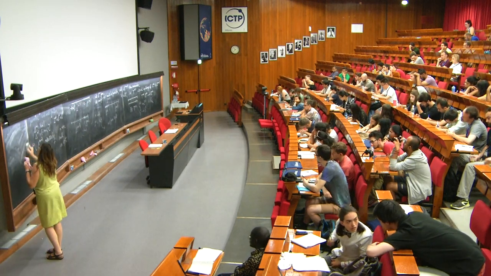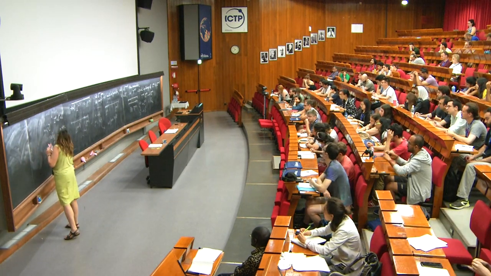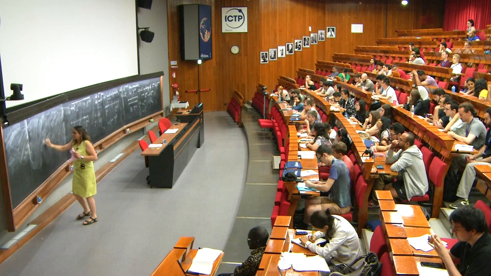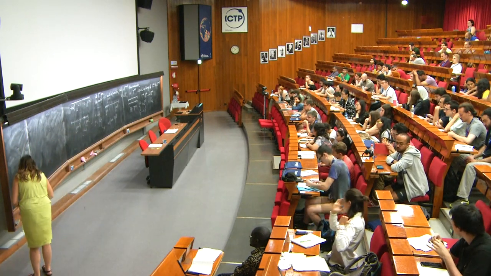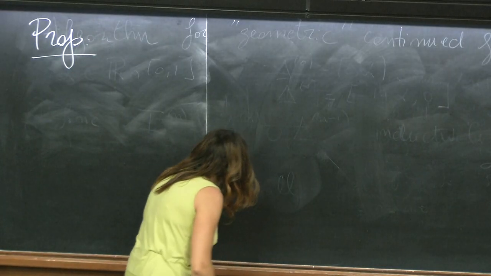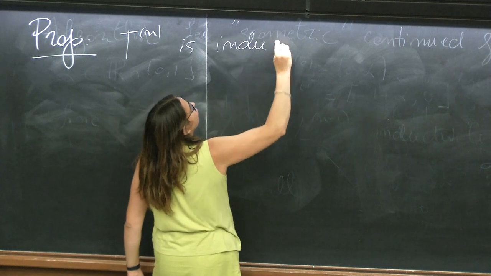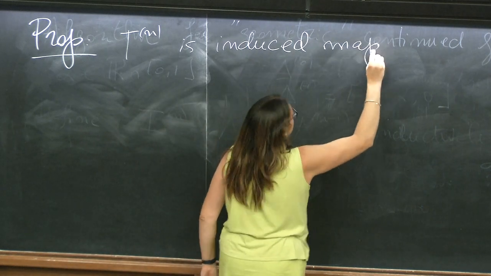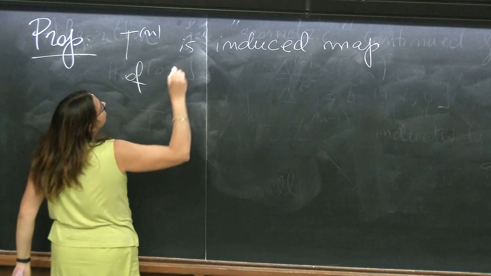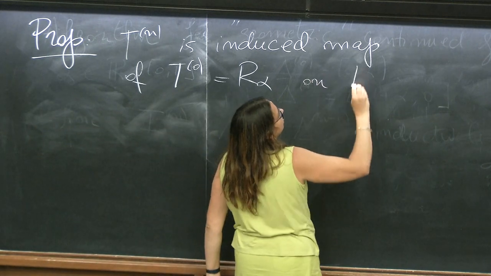So the claim is that these maps that I'm building are actually induced maps of this original rotation on this sequence of shrinking intervals. This is what we kind of did in class, but I also asked you in part to verify. So let me state a proposition, again recalling essentially from yesterday: T n is the induced map, the first return map, of T 0, which is equal to R alpha, the rotation opened up, on I n.